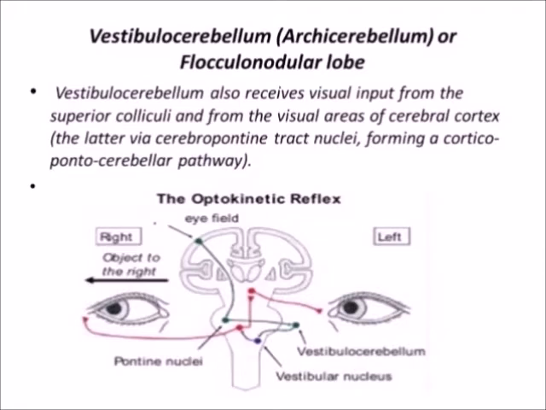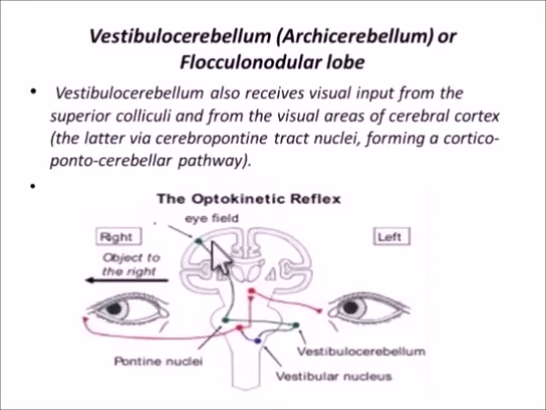The vestibulocerebellum also receives visual input. So the visual input will come from the frontal eye field, and also from superior colliculi and from other visual areas of cerebral cortex.